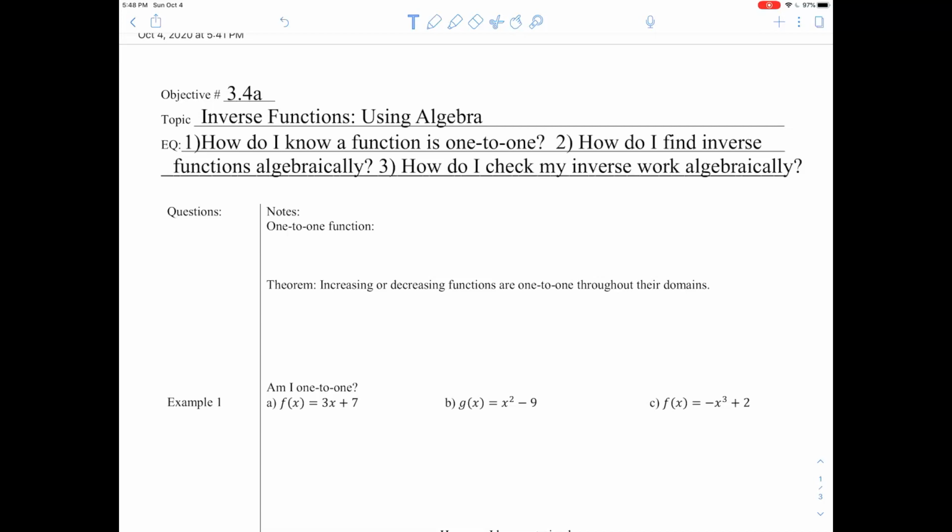So our essential questions are, how do I know a function is one-to-one? It's critical that it's one-to-one if we're going to find its inverse. Number two, how do I find inverse functions algebraically? And then how do I check my inverse work algebraically?